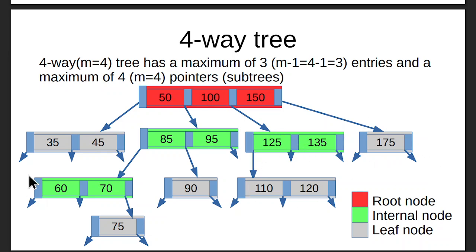But if you look at the leaf nodes, they have a parent, but they do not have any children. So here if you look at this, it has a parent, but they don't have any children. So these two are pointing to null. So this is an example of a four-way tree, which is an M-way tree.